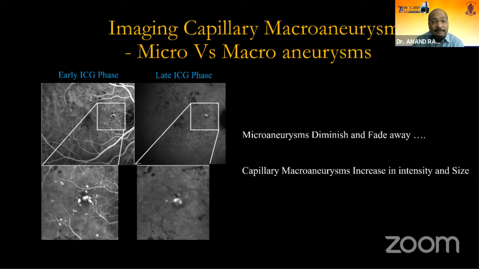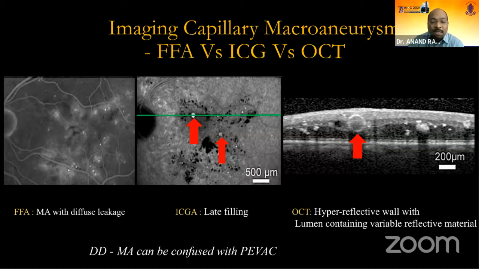Distinguishing FFA, ICG, and OCT. FFA is not really useful. There's a diffuse leakage which kind of camouflages this. ICG, you saw, beautiful slight filling. And OCT shows a hyper-reflective wall with lumen containing variable reflective material.